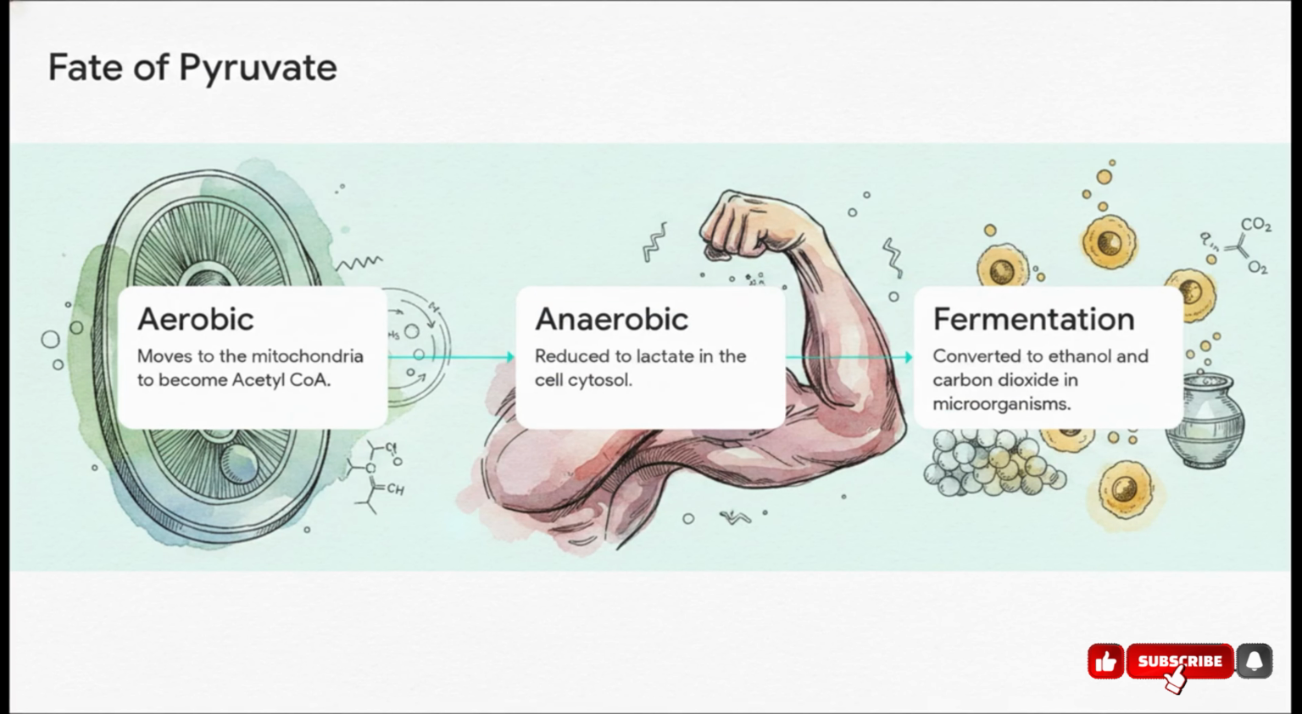Now, pyruvate's journey from here completely depends on your environment. In aerobic conditions, meaning with oxygen, that pyruvate heads straight to the mitochondria to become acetyl-CoA for the TCA cycle. But in anaerobic conditions, say you don't have enough oxygen because you're a sprinting muscle, it's reduced to lactate instead. And what's really cool is that some microorganisms like yeast take a third path called alcoholic fermentation, turning that pyruvate into ethanol and CO2. It's just so adaptable.